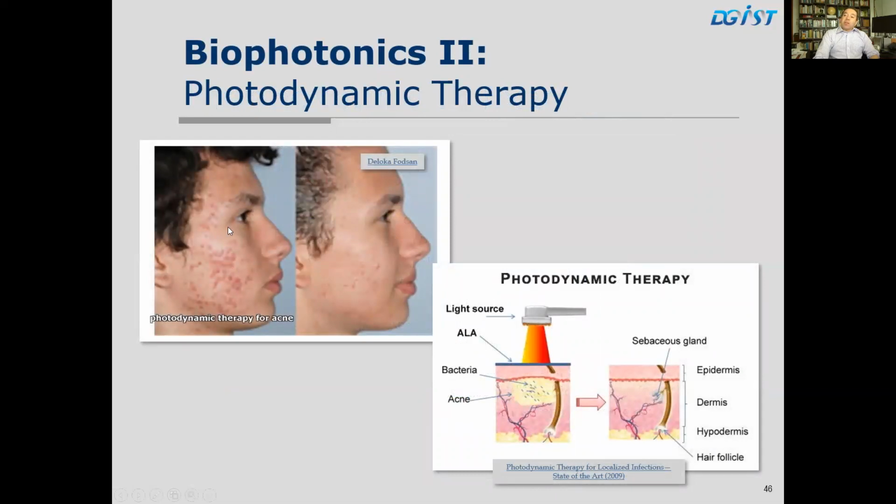Here's photodynamic therapy for acne. And the basic idea is that you have a drug and it's activated by light that kills the bacteria that is in these acne glands.